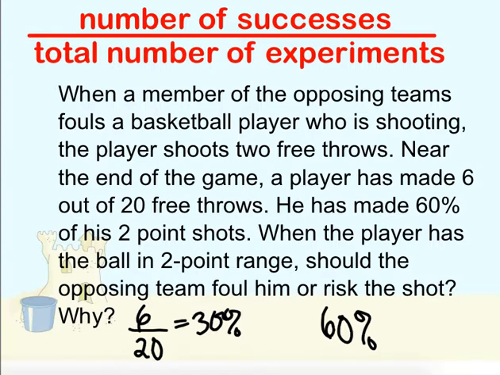And we would say we would probably foul him because his percentage of getting free throws is a lot lower than his 2-point shooting. So we would say let's foul him, because we could then get the ball back and shoot on our own end.